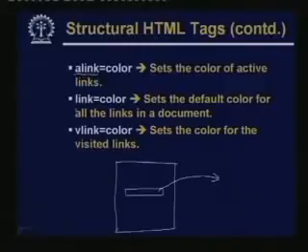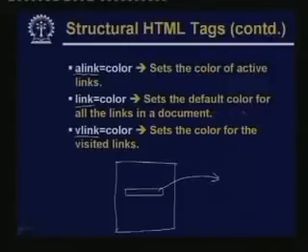There is something called alink, link and vlink. Alink equal to color means you are setting the color of the active link. Active link means when you move the mouse on top of a link and click it, what color will that part of the document which points to another document become? That is the active link. And link is normally the color used to show the links, because in a document the links are shown in a different way, either underlined or in a different color. So, you know that these are the portions which you can click using the mouse.